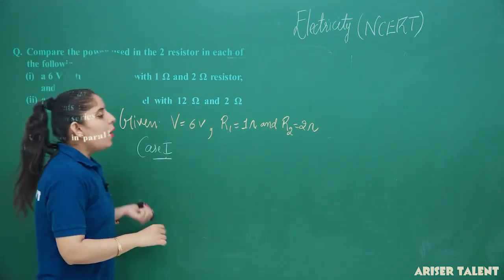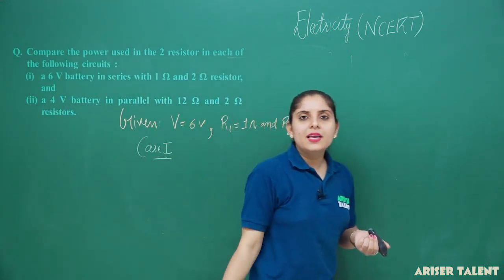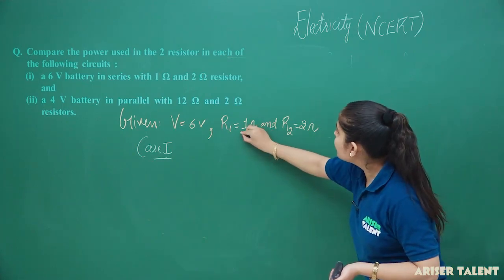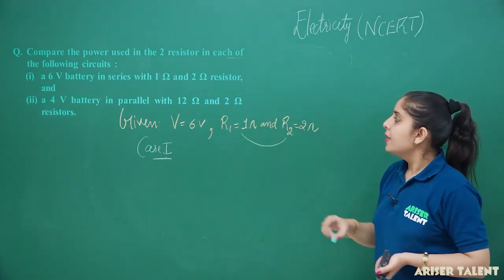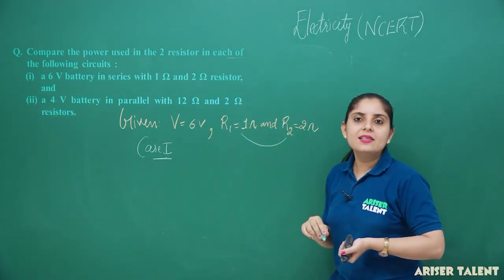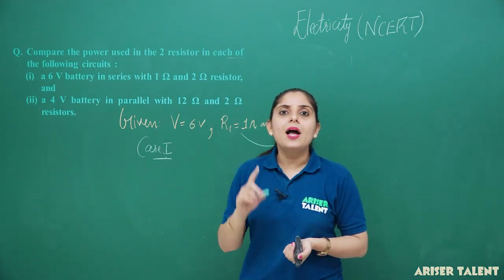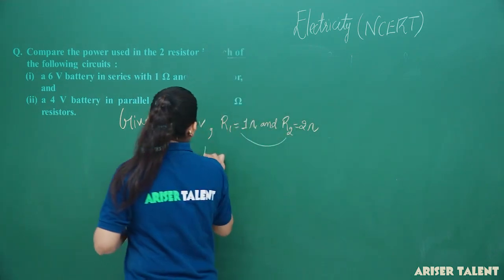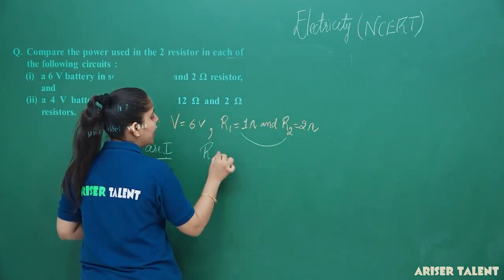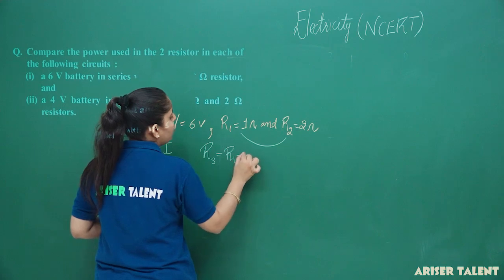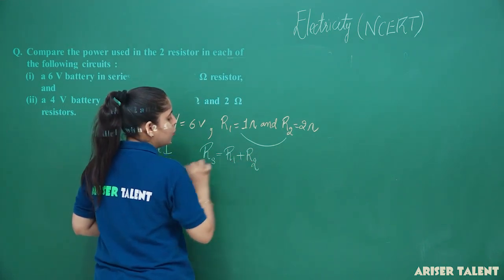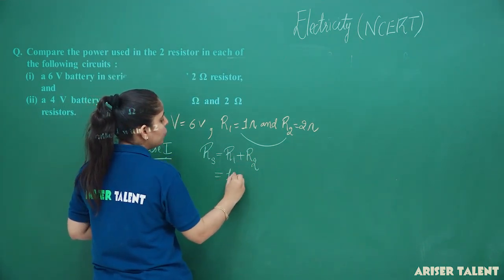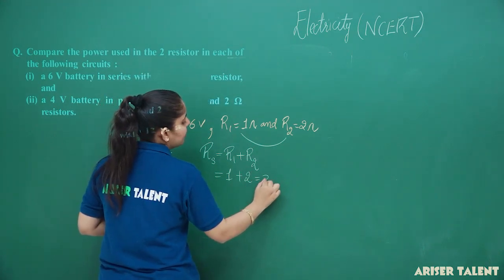Now you have to compare the power in both the cases. These two resistors are connected in series. If they are connected in series, I have to calculate the equivalent resistance of both resistors. Rs comes out to be R1 plus R2, which is 1 plus 2, equal to 3 ohm.